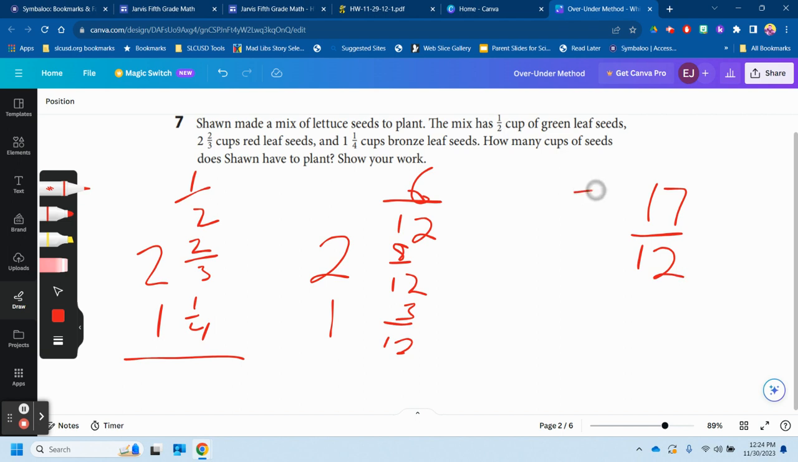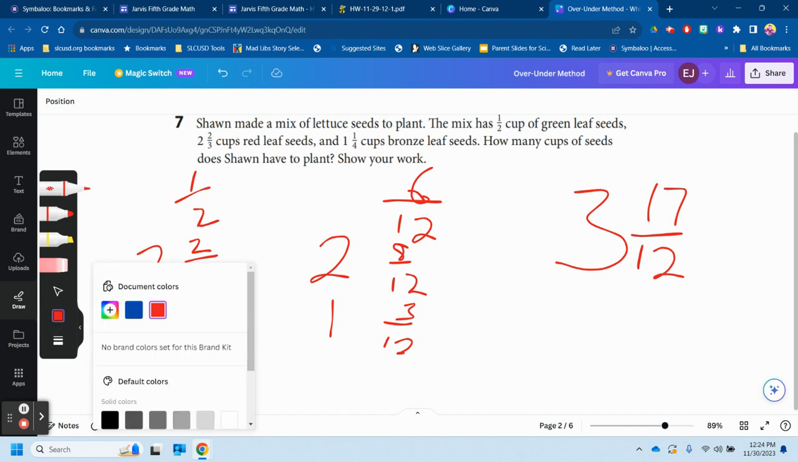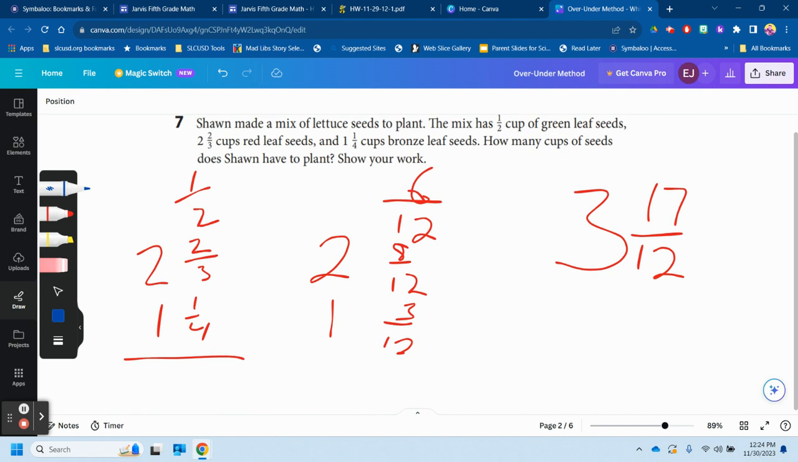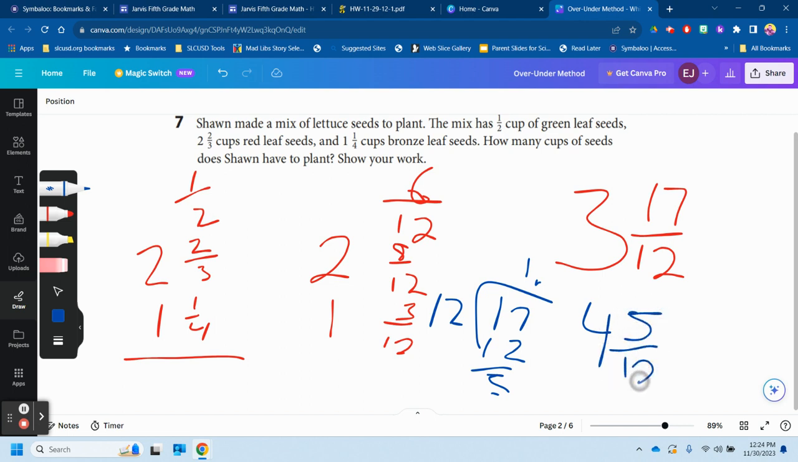3 and 17/12. 17/12 is an improper fraction, so let me figure this out in blue here. I divide 17 by 12. I get 1, and my remainder is 5. That remainder is my new numerator. So I add the 1 to the 3 and get 4, and my remainder was 5, so 4 and 5/12. Okay, so number 7 is 4 and 5/12.